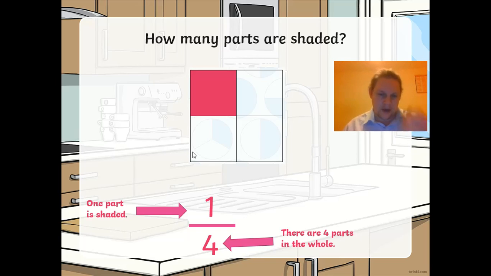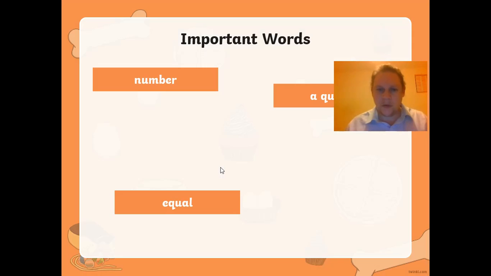This is just showing you how we write a quarter. You remember the whole is made up of 4 equal parts, and that is shown by the 4 down the bottom of the fraction. This number at the bottom we call the denominator, and it's showing you that there are 4 equal parts in the whole. The number up here shows we're interested in the one part that's shaded, so one part out of the 4 parts for 1/4.